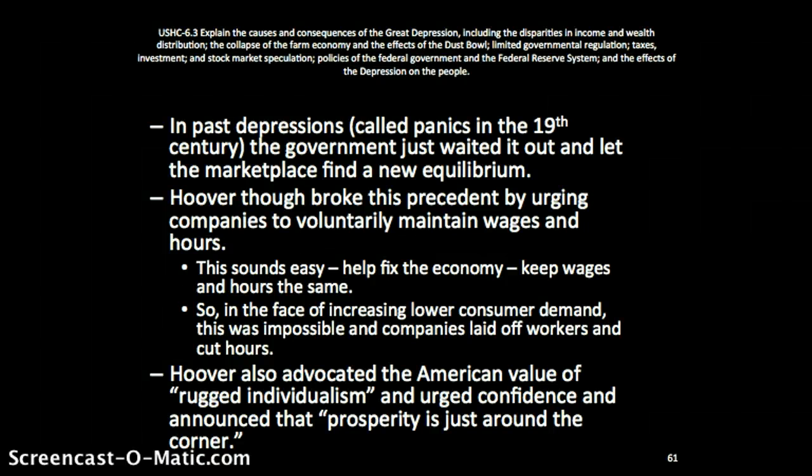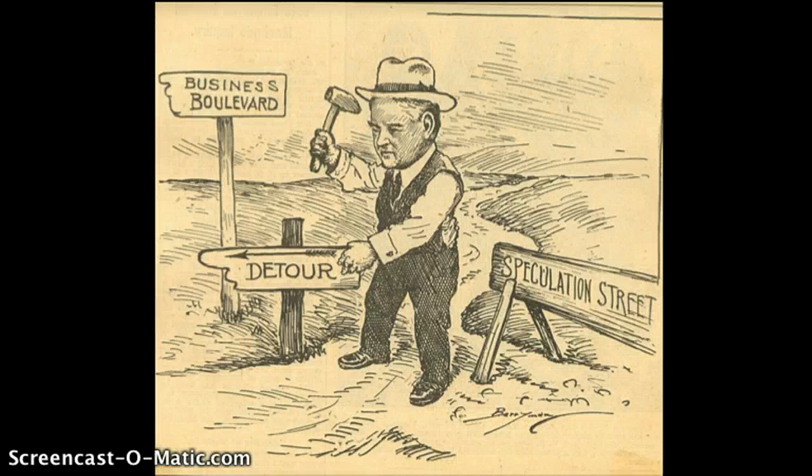He also advocated the American value of rugged individualism and urged confidence, and kept saying that prosperity is just around the corner. And the problem with that is when prosperity is not just around the corner, and when things don't get better, then he's going to look pretty bad for it.